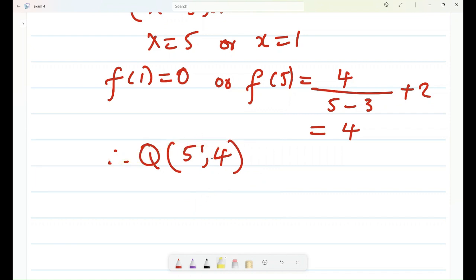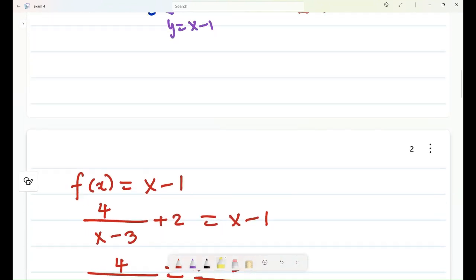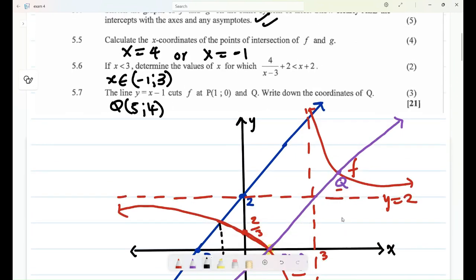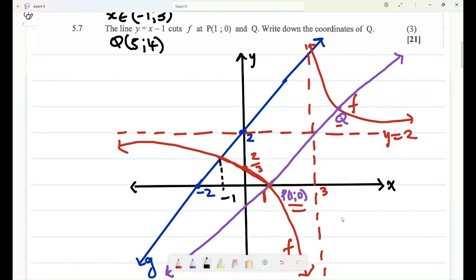All right, let me see how much time I have. I do not have enough time, so let's see if we still have another question. So the answer here is Q has coordinates (5, 4). Yes, that's all.